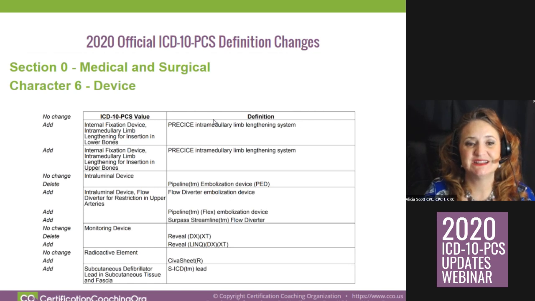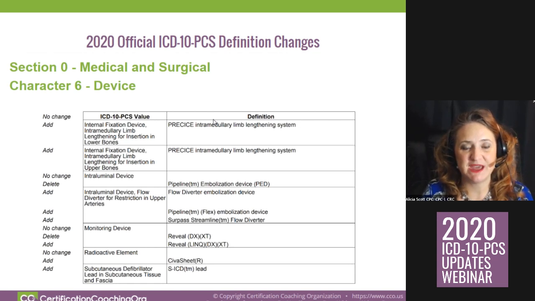Moving on to the device, the 6th character for med-surg, we added the precise intramedullary limb lengthening system. Okay, so they've done that twice because we're doing lower bones and upper bones. And this is where you get into that repetition whenever you have laterality with ICD-10, right? And you make a change, it's automatically like 5 or 6 codes that are going to change.